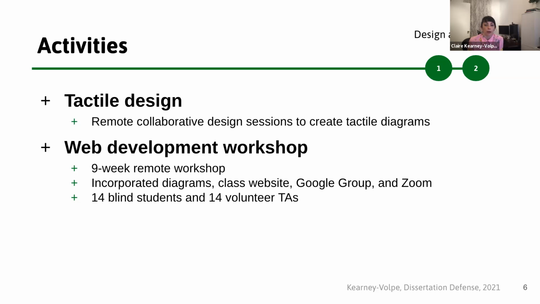We had an accessible class website. We used Google Groups to encourage the students to converse outside of class time, share resources and ask questions. And we used Zoom for the whole thing. In total, we had 14 blind students enroll and complete the class, and we had 14 volunteer TAs, so there was one-on-one support for the students.